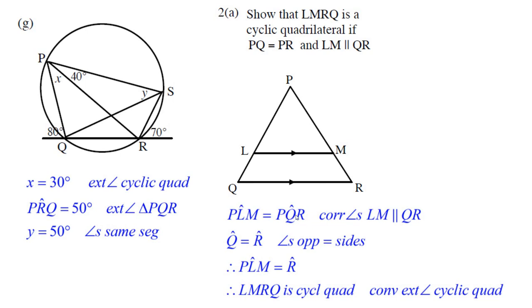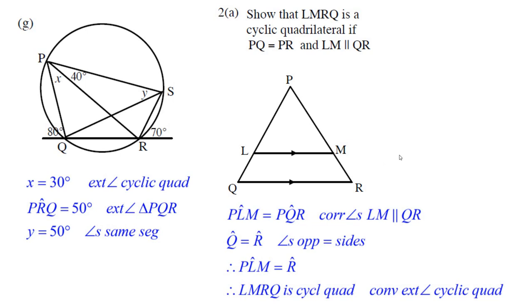So this is the same angle as PQR. Well, if they're both equal, that means that PLM must equal angle R. Oh, and that's an exterior angle. That's the opposite interior angle of this quadrilateral, so it must mean you can put a circle around it. So LMRQ is a cyclic quad because of the converse of the exterior angle of a cyclic quad. If that exterior angle equals that opposite interior one in the quad, LMRQ must be a cyclic quadrilateral.